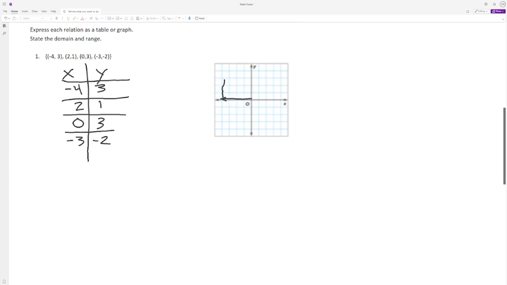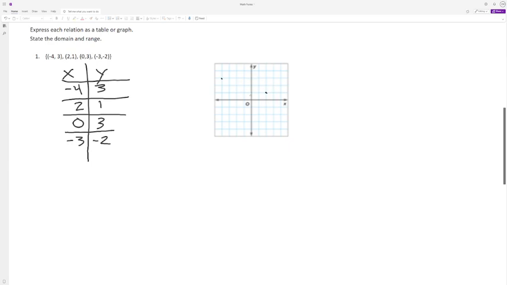1, 2, 3. So here's where our point should be. So there's our first point. Our next point is at 2, 1. So we're going to go 2 in the positive x direction, 1, 2, and 1 in the positive y direction. There's our second point.